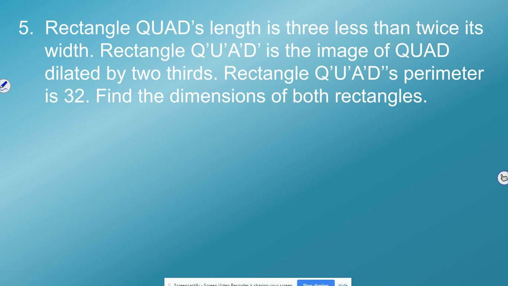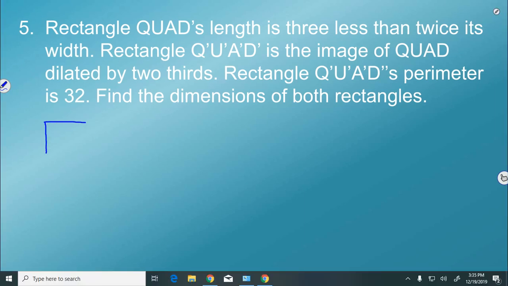Rectangle QUAD's length is 3 less than twice its width. Rectangle Q'U'A'D' is the image of QUAD dilated by 2/3. Rectangle Q'U'A'D's perimeter is 32. Find the dimensions of both rectangles. All right, so we start with this rectangle, and it tells us that the length is 3 less than twice its width. So x and 2x minus 3. And the rectangle Q'U'A'D' is the image of that one dilated by 2/3.